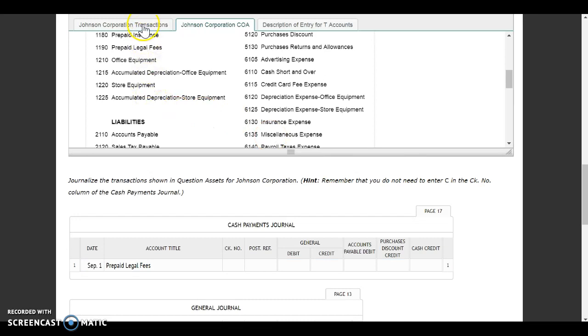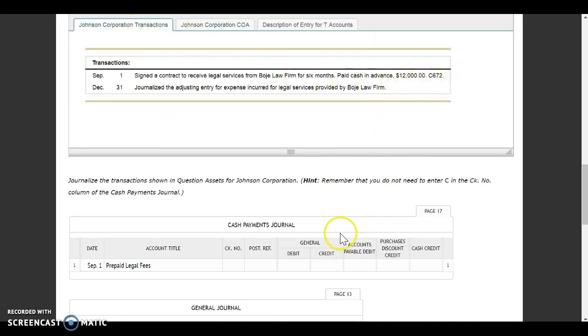So I'm going to be debiting that account, and we paid 12,000, or Johnson Company or Corporation did. So debit for 12,000, and then I'm going to credit cash for 12,000. Last thing is my check number. Remember, I don't put my C in there. I just put 672.